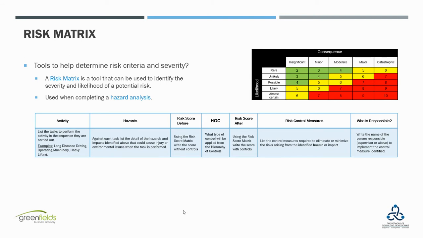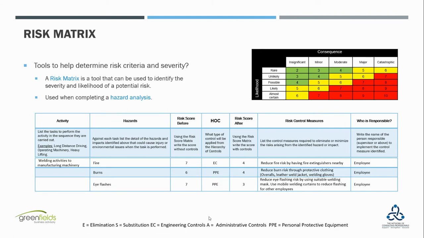Here's an example. You may have a form which identifies an activity you may be looking at, hazards that may be involved, the risk score before you take the controls, what the hierarchy of controls may be, the risk score after the controls are put in place, what those measures are, and who's responsible.